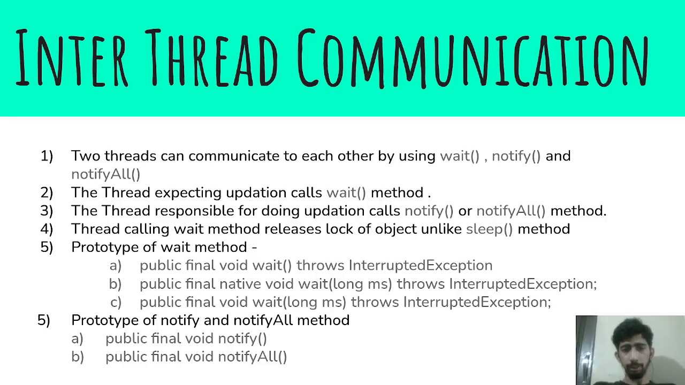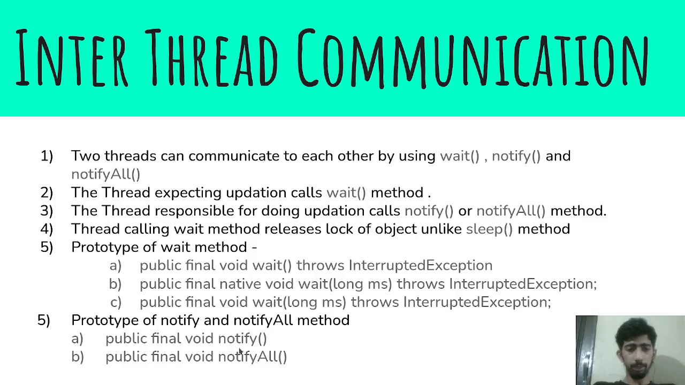The thread calling the wait method releases the lock of the object. Unlike the sleep method, the prototype of the wait method is public final wait. This is the normal wait. What I want to notice is that all three of these methods throw InterruptedException. These methods will wait for some milliseconds, and they may come out of the waiting state either when the timeout occurs, or when some other thread notifies this waiting thread.